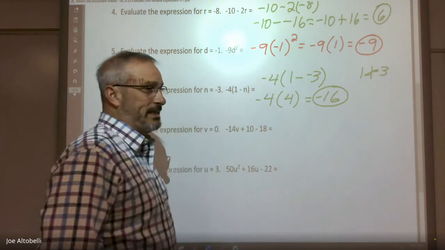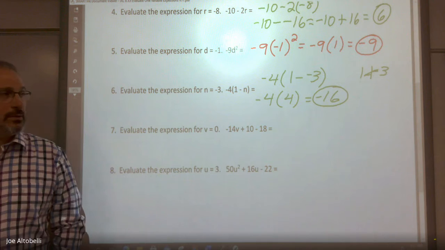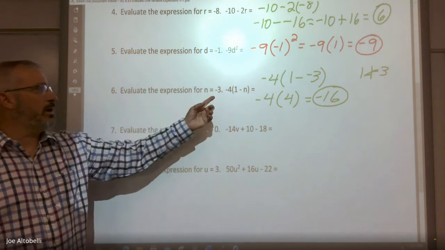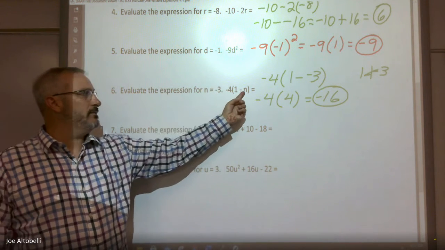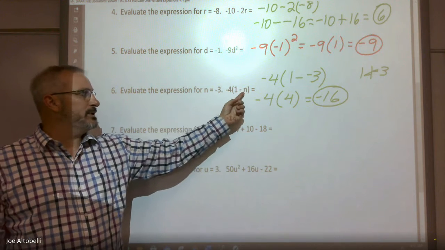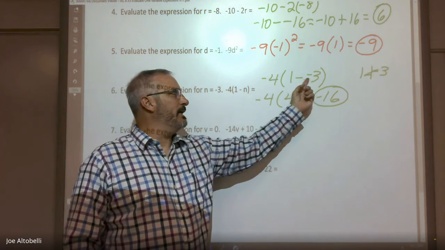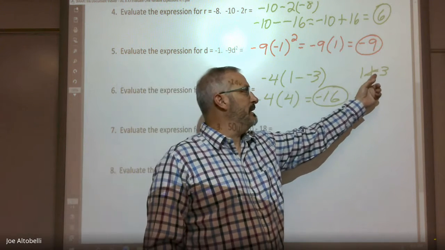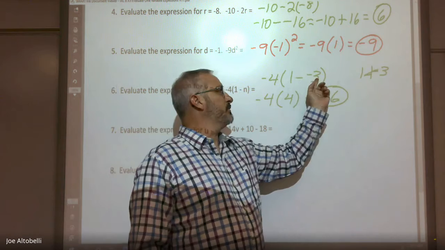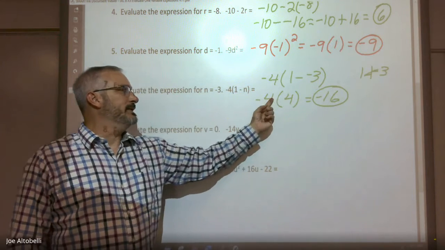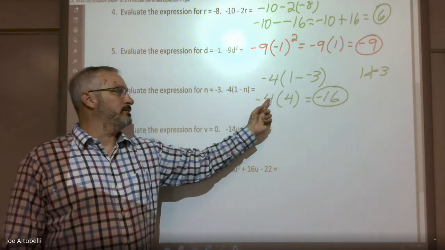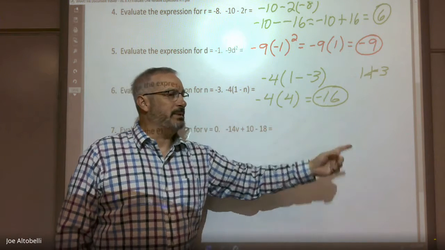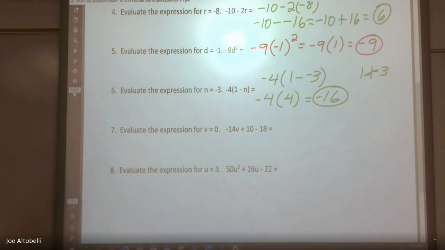All right, how many people got negative 16? Okay, we got a couple. All right. So first of all, we're substituting a negative 3 in for n. So when I put the negative 3 in for n, I have minus a minus, which is plus. And I showed it here. So 1 plus 3 is 4. Now I can multiply negative 4, positive 4 gives me negative 16. Go ahead, number 7.